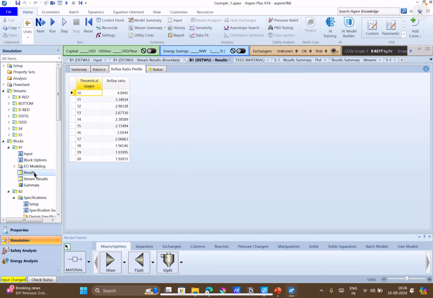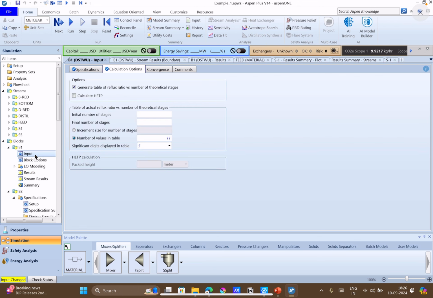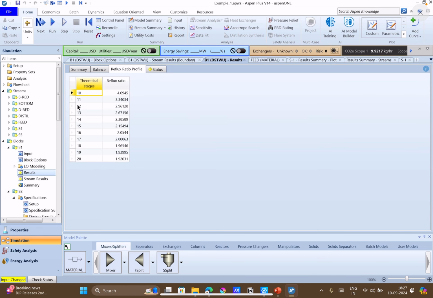Thus on running the simulation, we will get this reflux ratio profile, where along with the change in the number of theoretical stage, we will find how reflux ratio changes. Here one more thing, in this calculation you can provide initial number of stage to final number of stage, how much area you want to explore, how many distillation stages you want to explore, and the corresponding reflux ratio will be given. Right now we haven't provided anything, so it has taken the default value of 11. So it has given the result for 11 points from 10 to 20.